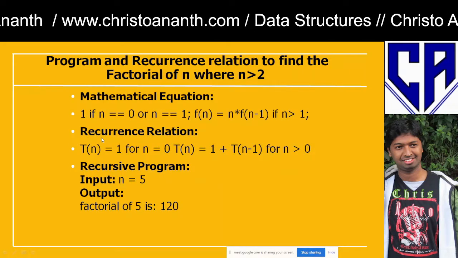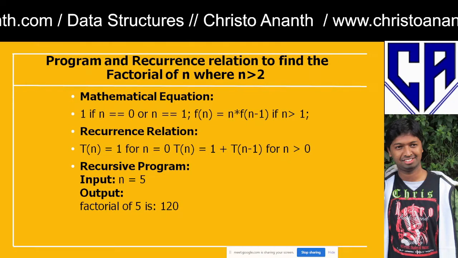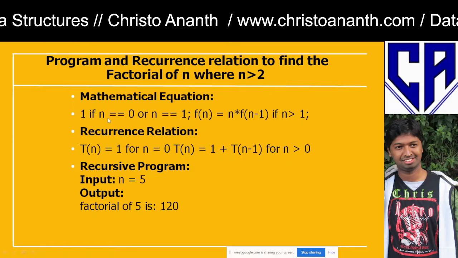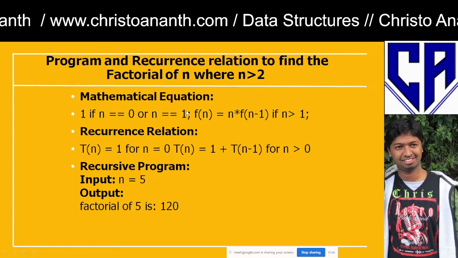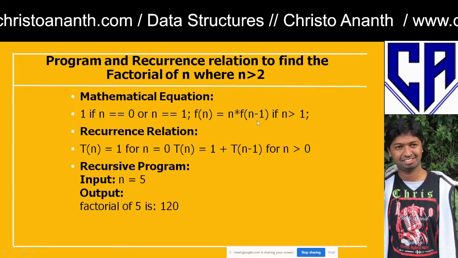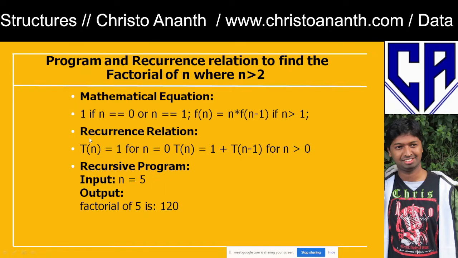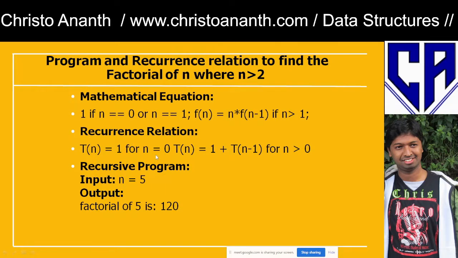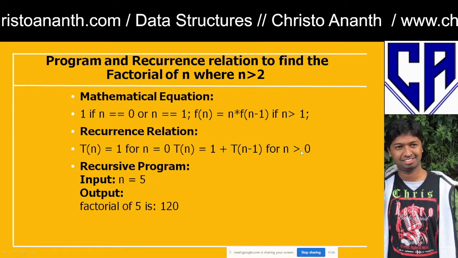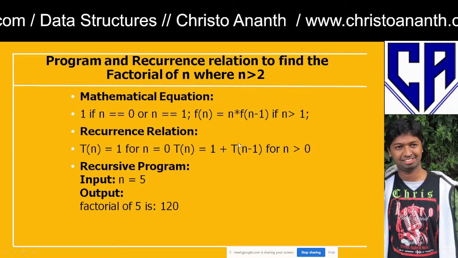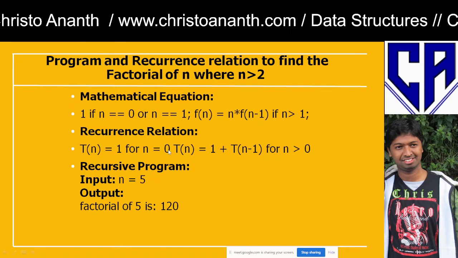So this is a program and recurrence relation to find the factorial of n for n greater than 2. The mathematical equation is f(n) = 1 if n equals 0 or n equals 1. I think the condition remains the same. So f(n) = n multiplied by f(n minus 1) for n greater than 1. We are going to compute the recurrence relation T(n) = 1 for n equal to 0, and T(n) = 1 + T(n minus 1) for n greater than 0. This is the general case for n greater than 0, and T(n) = 1 for n equal to 0.